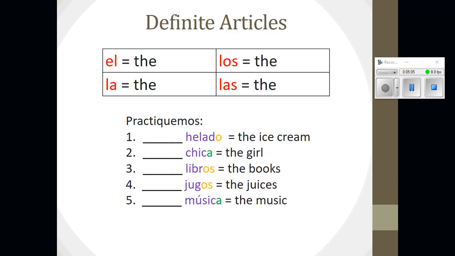And if we want to say the music, we need to choose one that is feminine and singular. La música.